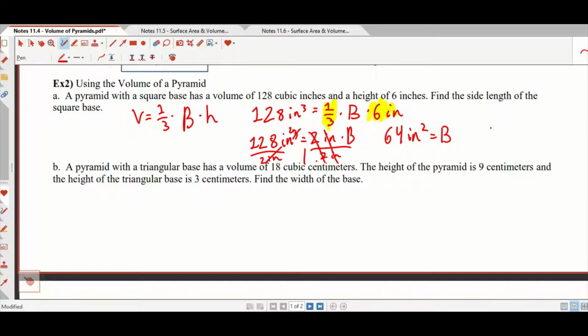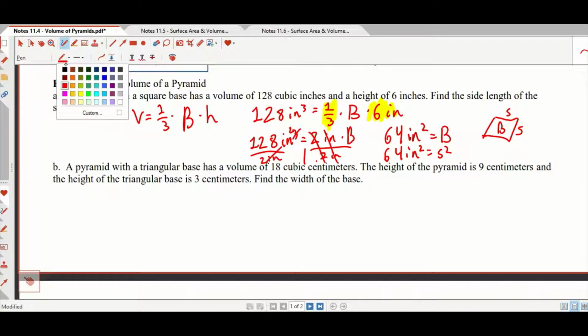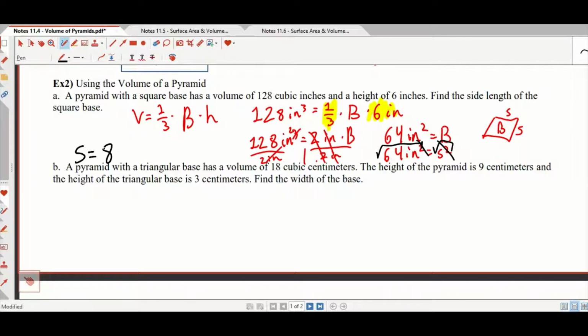Now, since it's a square, the area of the base is equal to some side length times itself. So 64 inches squared equals s squared, where s is what we actually want to know. Take the square root of both sides. Divides out. The square root of 64 is 8, which means that the side length equals 8 inches. Notice that the square root of inches squared took away that squared there.